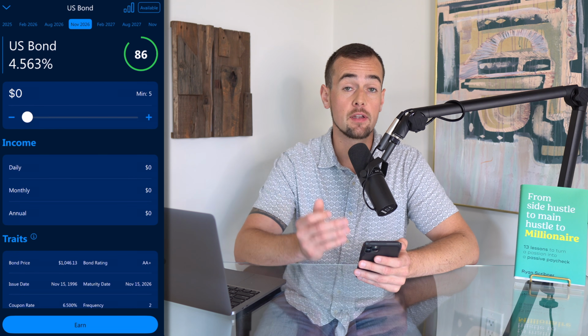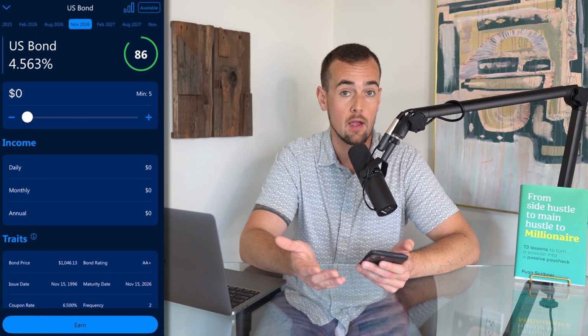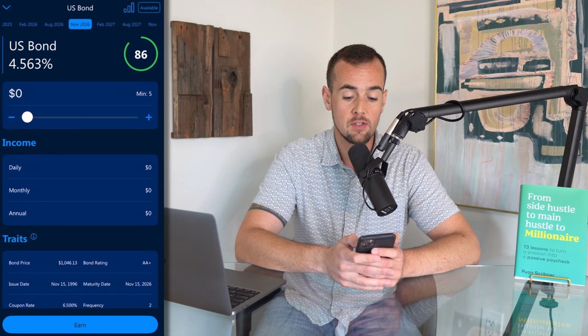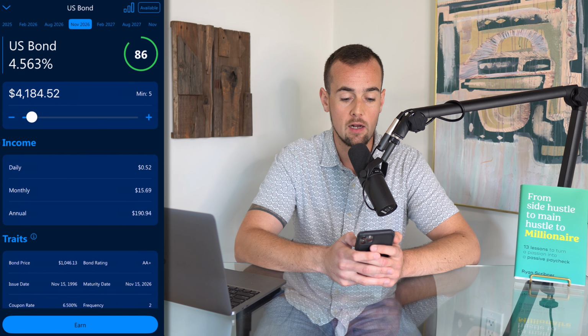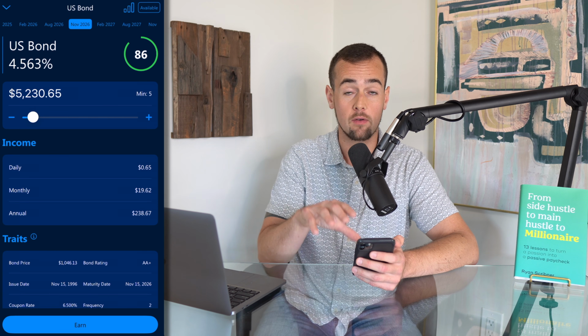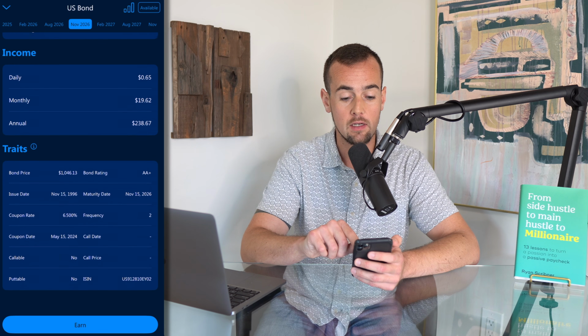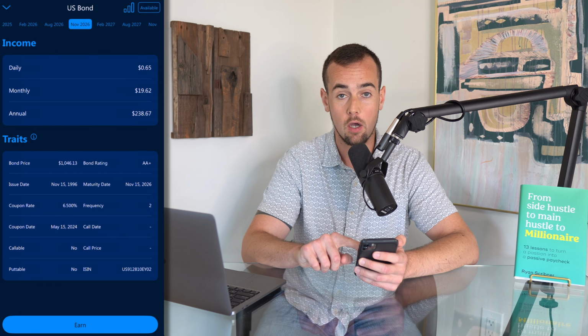Now, this type of bond does have a minimum quantity purchase of 5, which is higher than the corporate bonds, which have a 2 minimum purchase. So if we click on the plus button here and toggle this to 5, we can see that would be a purchase amount here of just about $5,230.